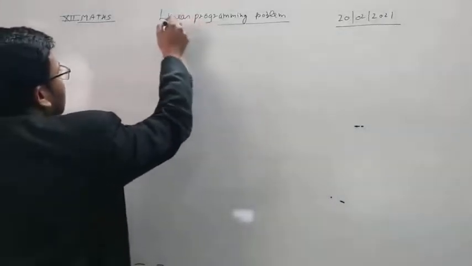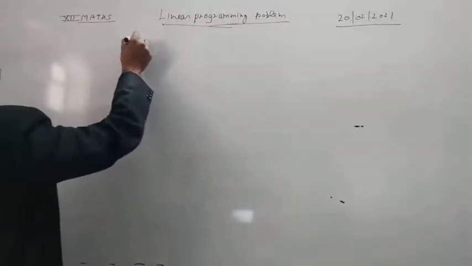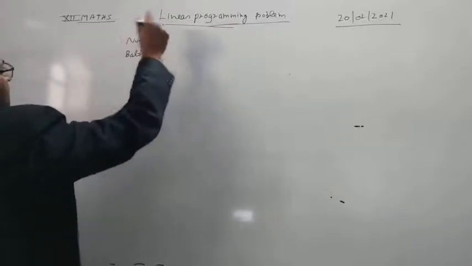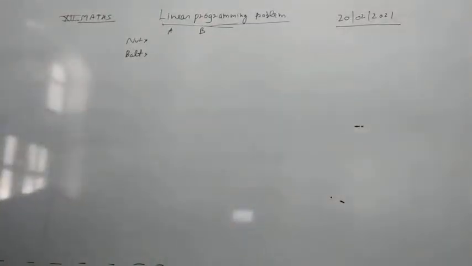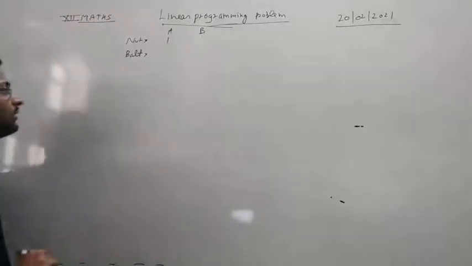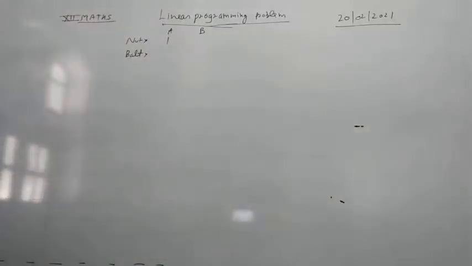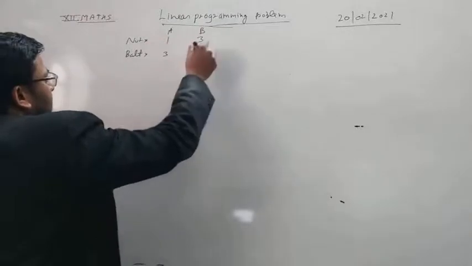Students, we are making a rough diagram. Look at what we are doing. Suppose this is nuts and this is bolts, and this is machine A and this is machine B. For making nuts and bolts, it takes 1 hour on machine A and 3 hours on machine B to produce a package of nuts, and it takes 3 hours on machine A and 1 hour on machine B to produce a package of bolts.